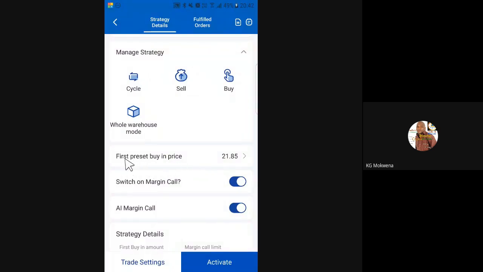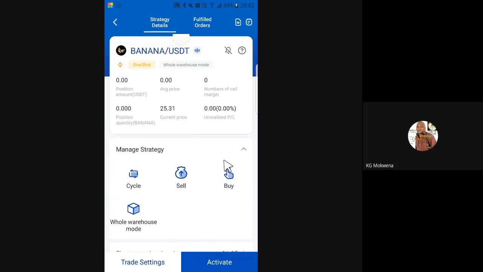So at the moment, business partners, we still have the previously set first buy-in price there. First preset buy-in price, you see? It's still $21. But at the moment, you can see the market is currently trading at $25.16.35. Now let's go to candlesticks. Candlesticks will always show us the price at which we can actually go.